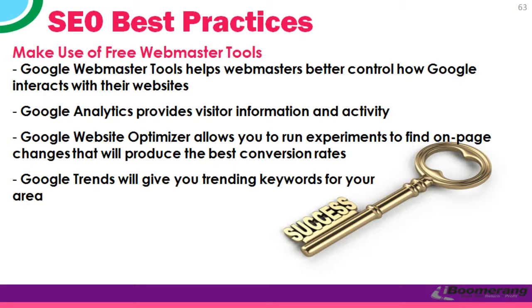Next, make use of the free website SEO tools. If you do nothing else, get Google Analytics and Google Webmaster Tools installed on your website. This is how you will get all of your search user data. Google also has other helpful tools like Website Optimizer that allows you to run experiments on your site to increase conversion rates, and Google Trends, which will provide trending keywords for various industries broken down by location.